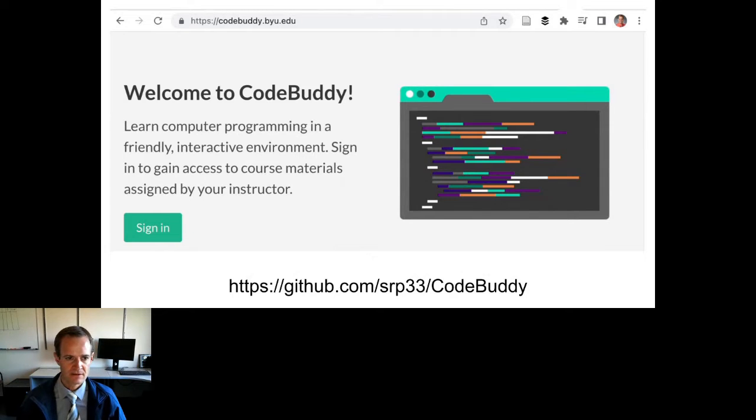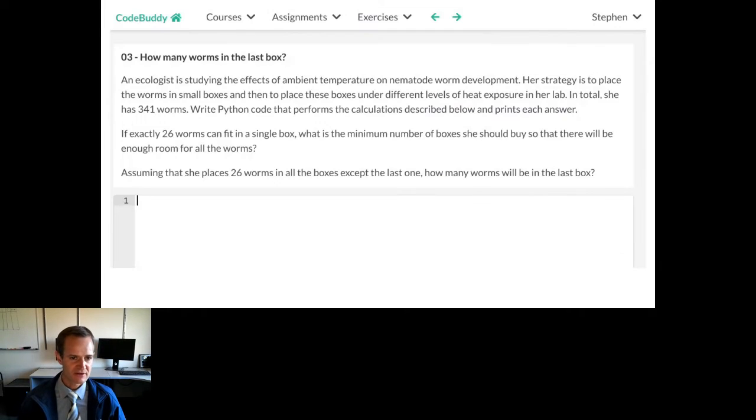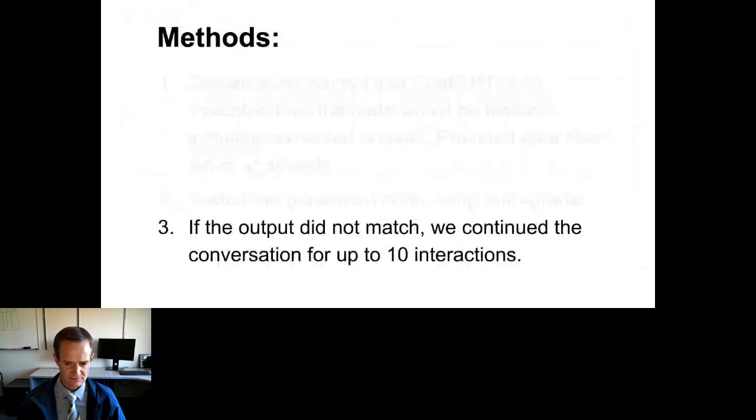Okay, and so this is what it looks like for students. They'll get a prompt, they type in their code, they click on submit, and it'll tell them whether they got it right. And so I went through that same process with the code that ChatGPT had generated. If the output did not match, we allowed up to 10 interactions with the model.